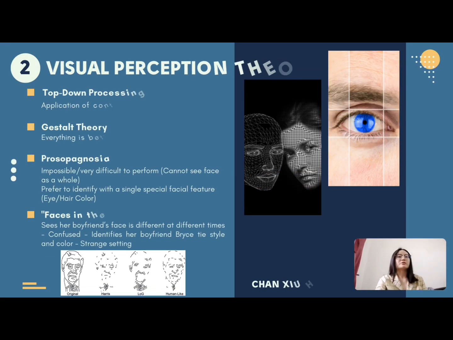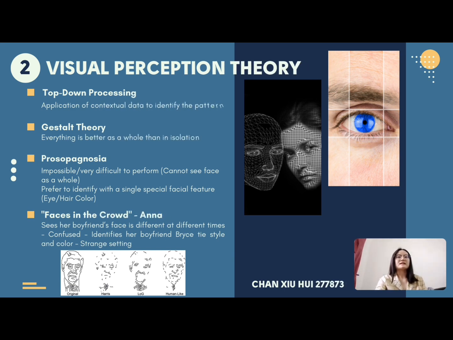Secondly, which is visual perception theory. Psychologists divide this theory into bottom-up processing and top-down processing. Bottom-up processing means that the perception starts with the stimulus and is analyzed in more complicated ways in the following phases. This theory mostly describes top-down processing, which implies the application of contextual data to identify the pattern. For example, reading the entire sentence makes it easier to comprehend complex handwriting than just reading individual words. As well as Gestalt theory, which places a strong emphasis on the idea that everything is better as a whole than in isolation.